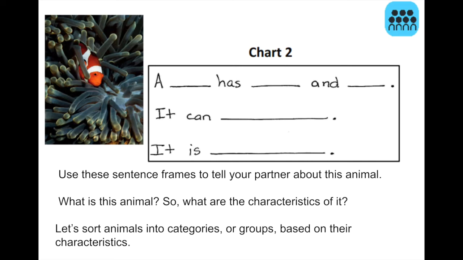And then these are some sentence stems that we'll be thinking of as we go to classify our animals. So for instance, if I wanted to use these sentence stems for my clownfish right over here, I might say, a clownfish has orange and white stripes. It can breathe underwater and swim. It is a fish. So that is how I would classify it.